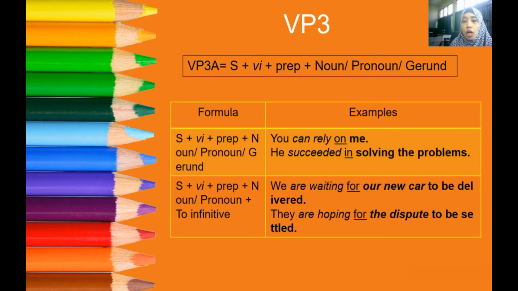And then, they are hoping for the dispute to be settled. They is the subject, are hoping is the verb intransitive, and then for is the preposition, and the dispute is a noun, plus infinitive to be settled. So here in these two examples, in the second formula, we have to be delivered and to be settled as the to infinitive that comes after the noun or the pronoun.